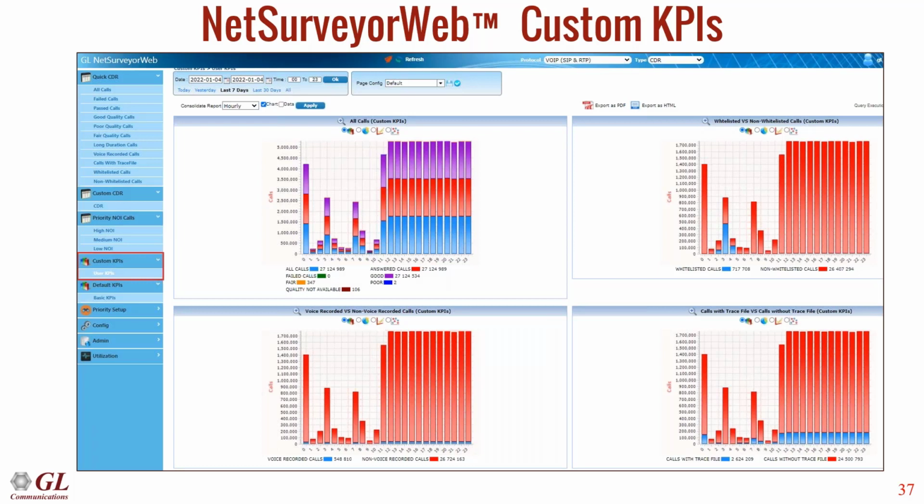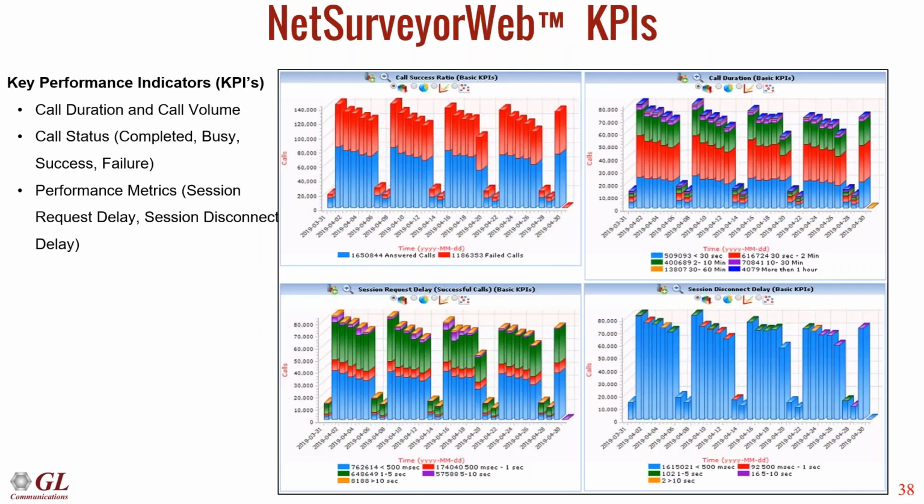In the next slide, we see some more KPIs like the call success ratio, and how the calls are distributed across the time period. You can see call durations which are greater than 30 seconds, 1 minute, 30 minutes, or more than 1 hour. Or if we have any issues while connecting the calls, then we can use performance metrics like session request delay and disconnect delay, which will help us understand those issues.